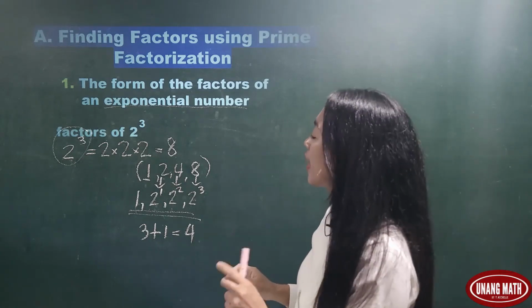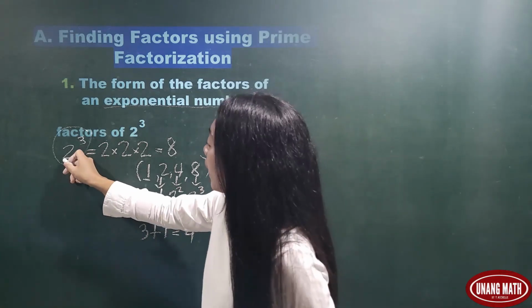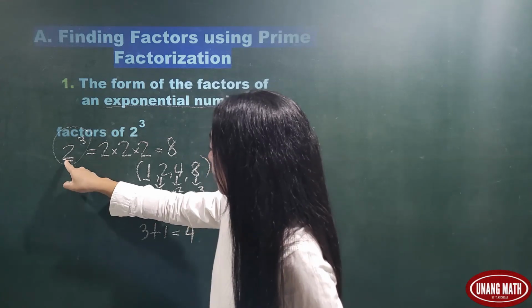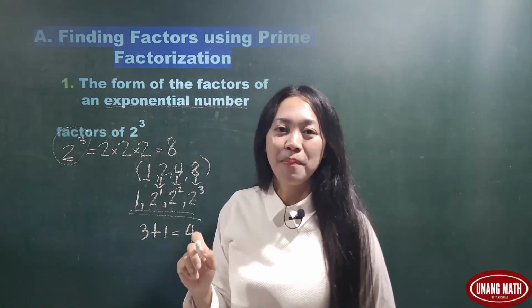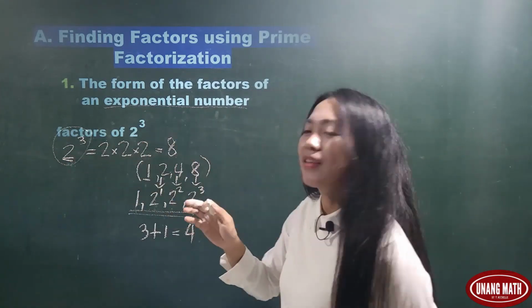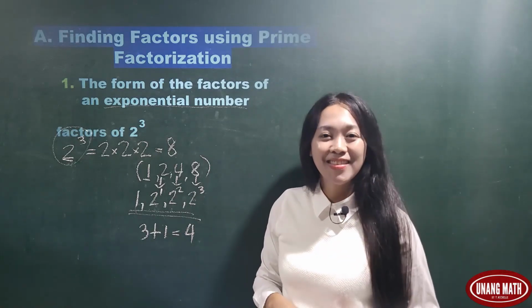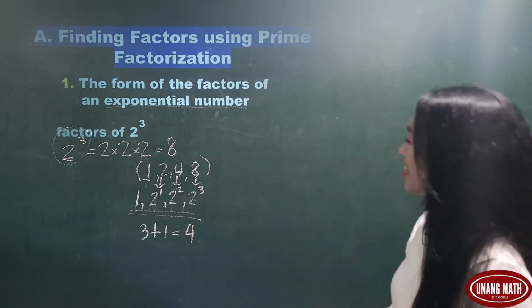One more thing that you need to know. The base of an exponential number is a prime number. If the base is not a prime number, then it's not correct. Okay, another example.